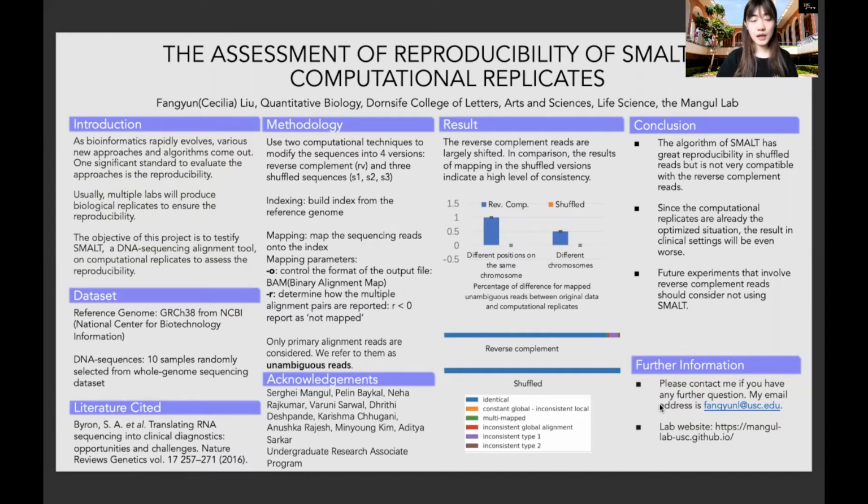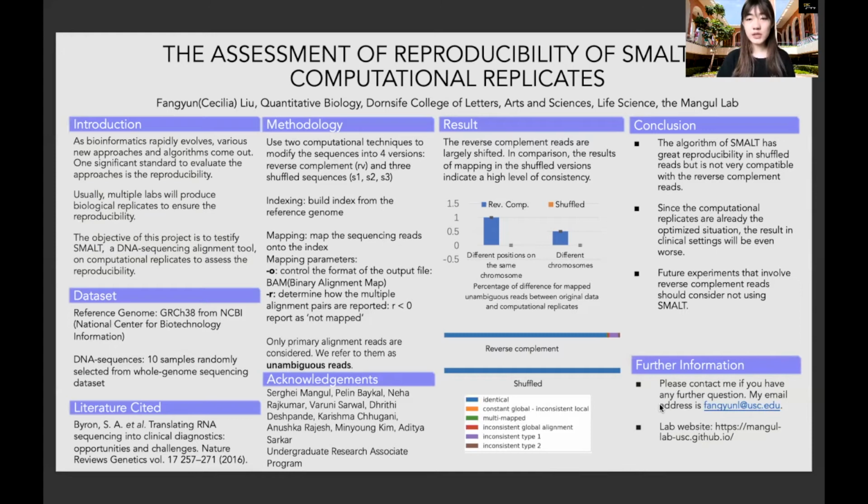For the first step, we built an index from the reference genome, and then we mapped these 50 sequencing reads onto the index. For mapping, we use -R to control that multiple alignment pairs are reported as not mapped, because only primary alignment reads are considered in this research, which we refer to as the unambiguous reads. Since a primary alignment read stands for a read that has been found in only a single location on the reference genome, it's easier for us to compare the consistency of the results.